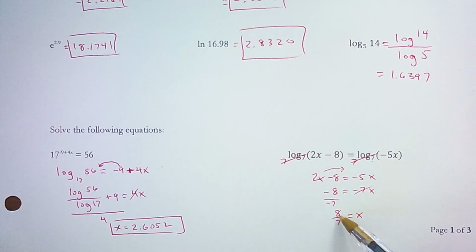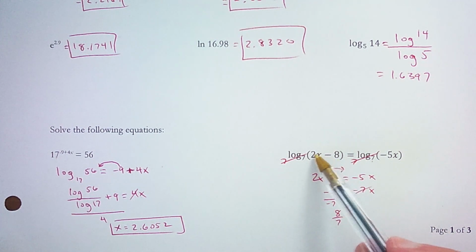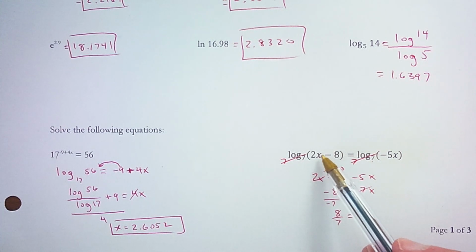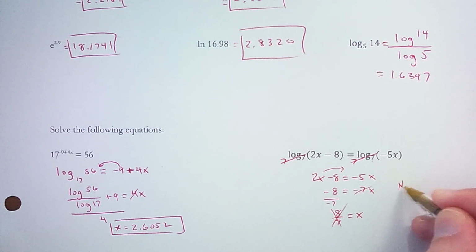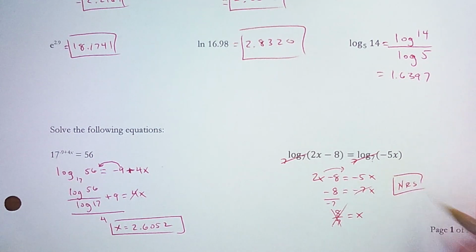Now, if I plug that back in here, 2 times 8 sevenths, that's 16 sevenths, a little bit more than 2, minus 8, I'm going to get a negative argument. And negative 5 times positive 8 sevenths will also give me a negative argument. So this solution is not going to be valid. So I'm going to have to say that there is no real solution to this equation.